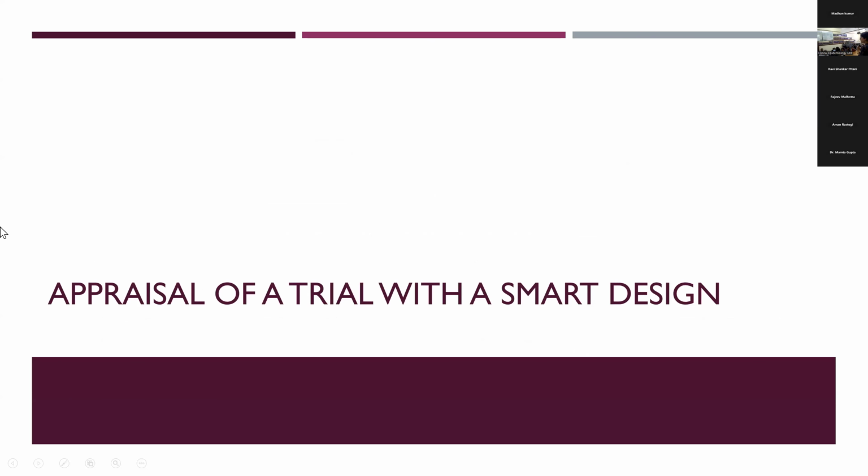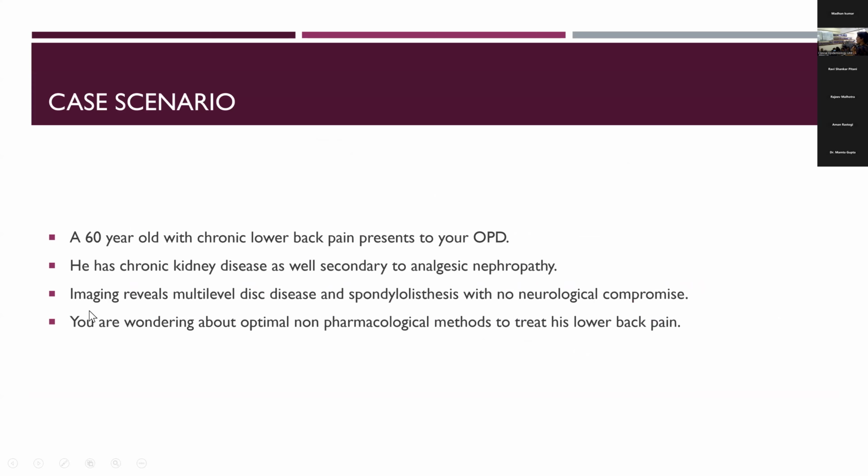So I'm coming to my trial appraisal now. The case scenario is a 60-year-old man with chronic lower back pain. He has chronic kidney disease as well, secondary to long-term use of analgesics. So imaging reveals multi-level disc disease with spondylolisthesis and no neurological compromise. So you're wondering what optimal non-pharmacological methods can I use in this man with lower back pain.